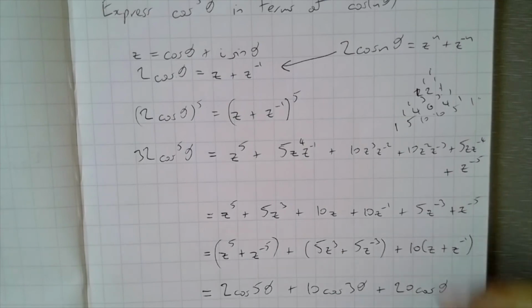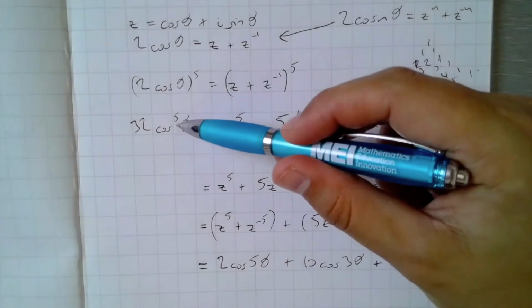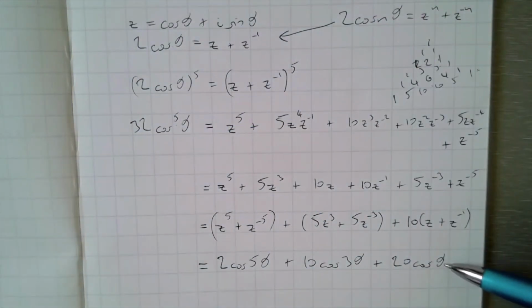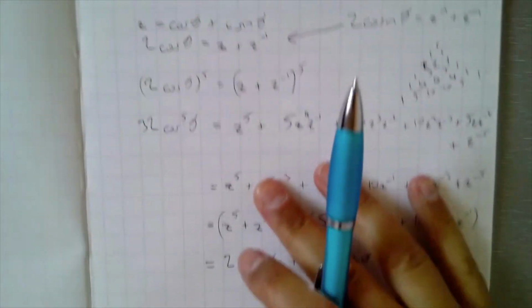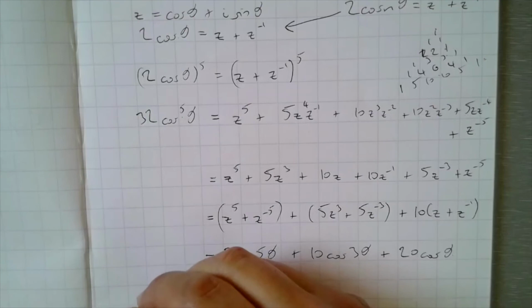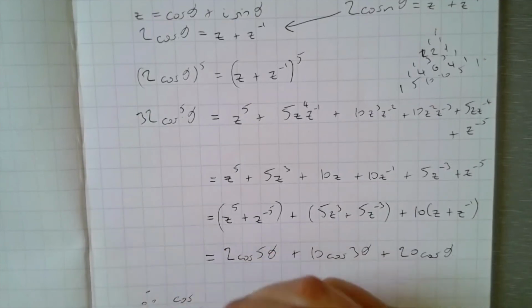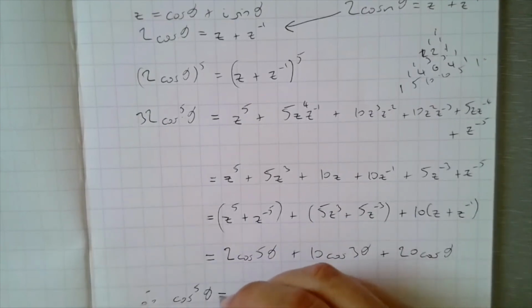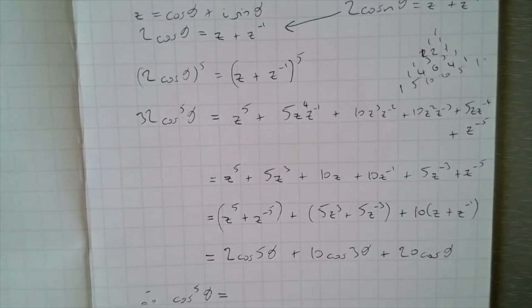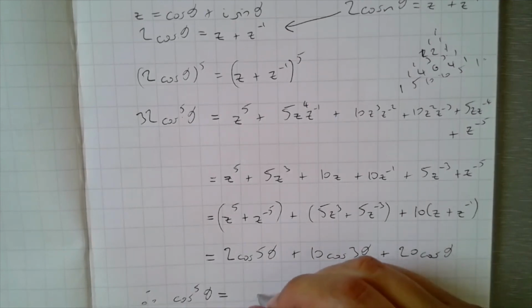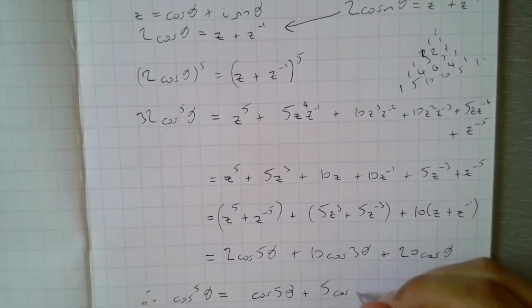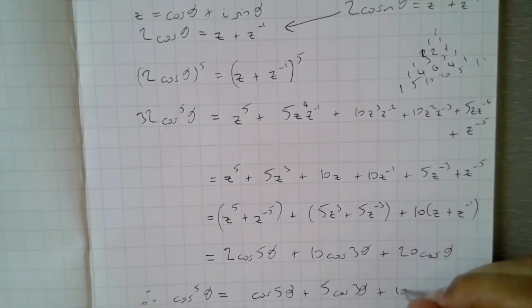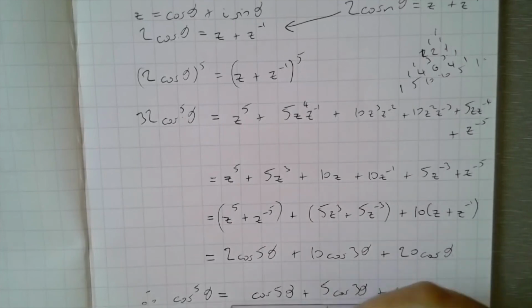Okay, so what I've done so far, I've found out that 32 cos to the power 5 theta is this. And what I wanted to know is what is cos to the 5 theta. So all I need to do now is divide through by 32. Therefore, cos to the 5 theta is equal to, now you can just take some 2s out. So we end up with cos 5 theta plus 5 cos 3 theta plus 10 cos theta, all over 16.